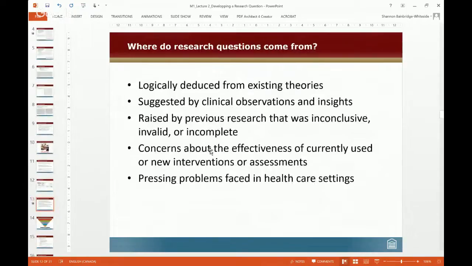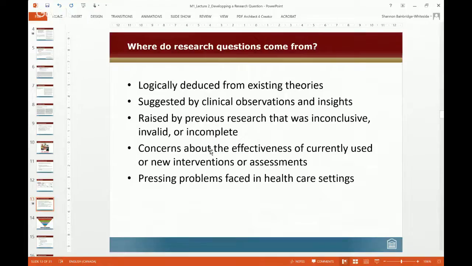All right, so let's move on to research questions, because that's going to be the biggest thing that you guys will be working on over the next few weeks, developing your research question for your grant, but also for your thesis proposal. So how do you actually go about coming up with a research question? Well, typically, research questions are deduced from existing theories or existing observations of the world around you.